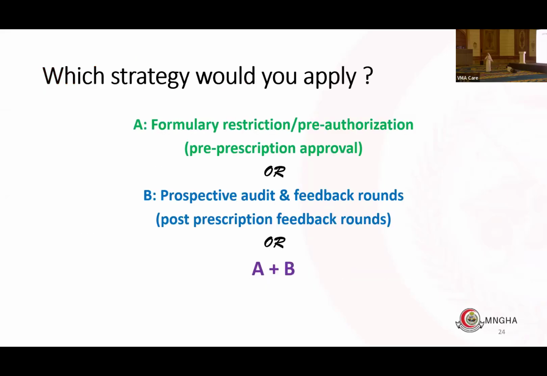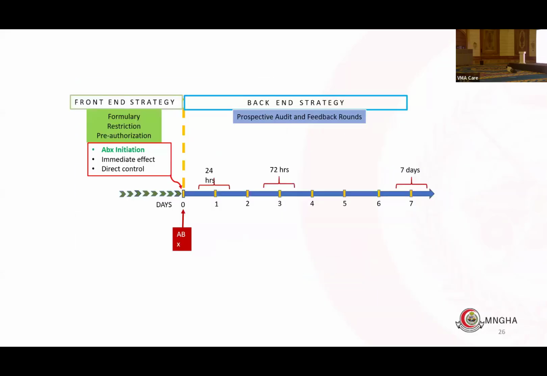So, question to you guys: which strategy would you apply? Formulary restriction, pre-authorization, or BAF? Here it says both. With A or with B? What do you think, doctor? After the advantages and disadvantages that I explained, what do you think? Which one is the best strategy? Both. And yes, all should be applied.